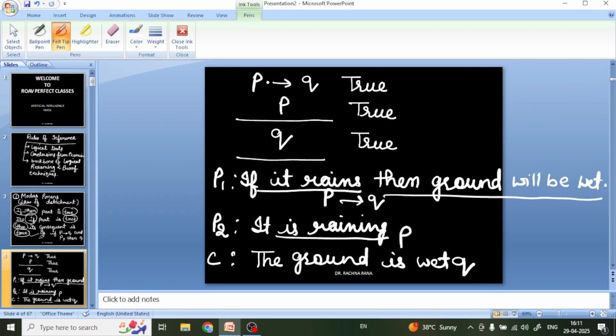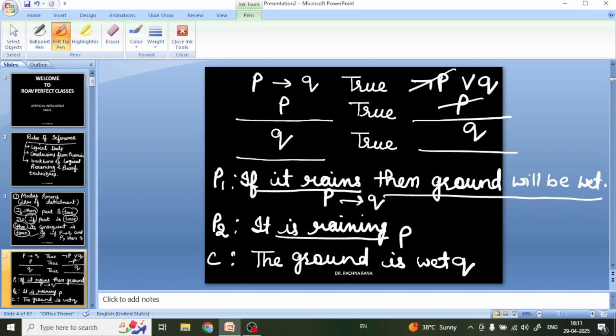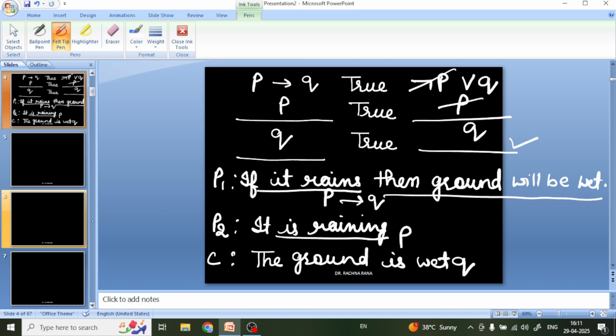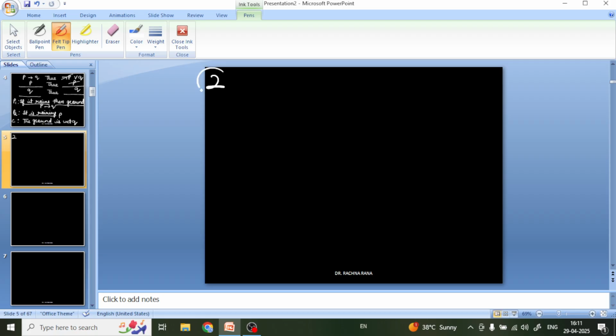How to solve? P implies Q means not P or Q. P, and the result will be Q. How? P cuts with not P and you will find the result Q. This is modus ponens.